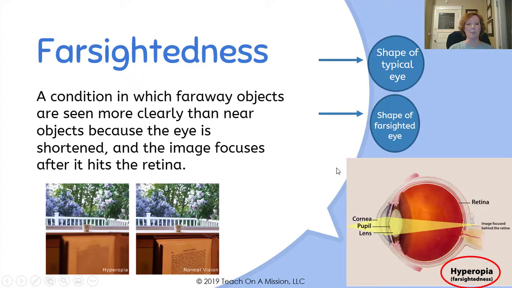So again, you have some examples of what this looks like in real life. People who have farsightedness have a hard time focusing on items that are close to them. They sometimes will pull the item away. If they're reading a book, they'll kind of pull it away. And then that's normal vision on the right.